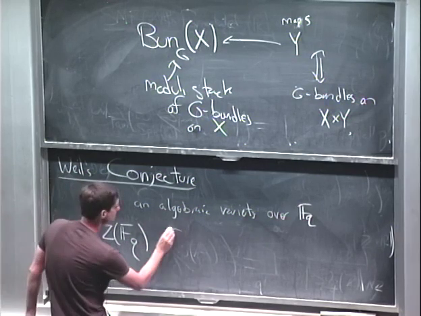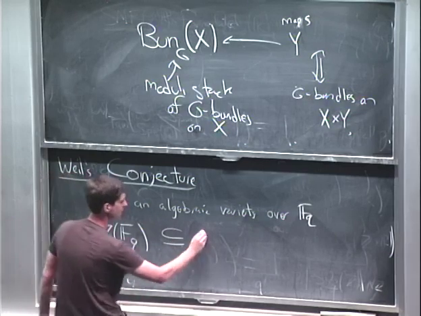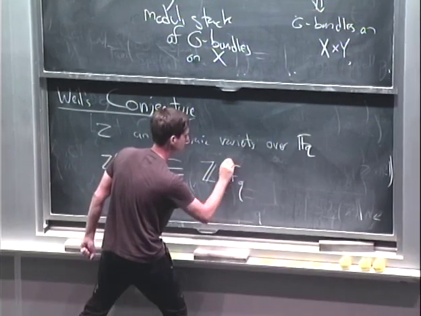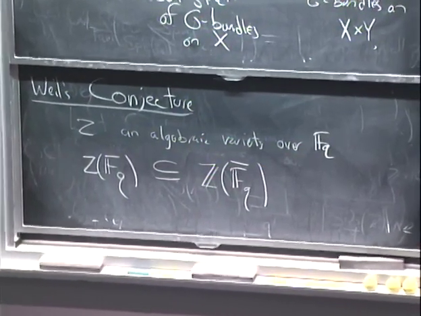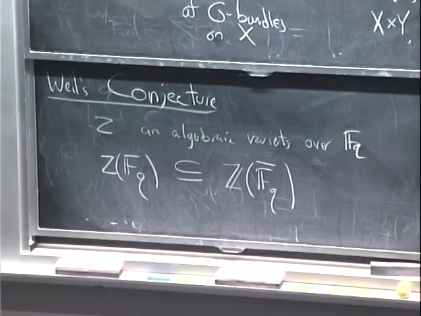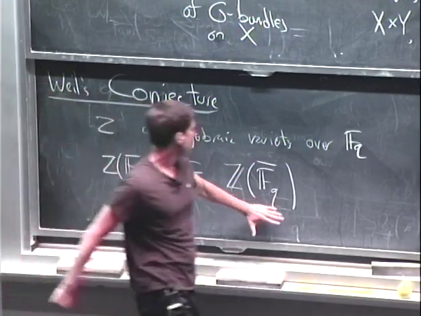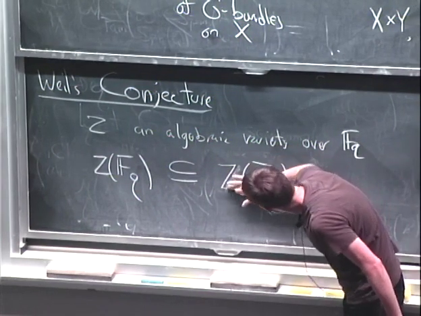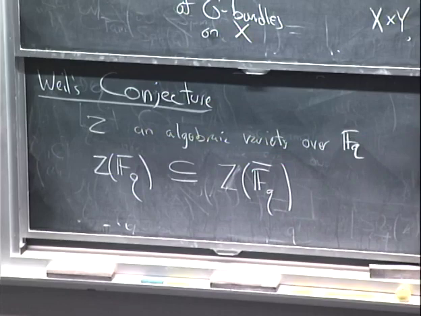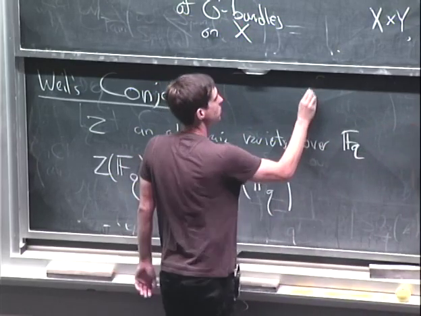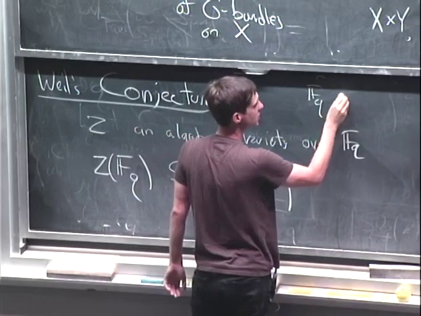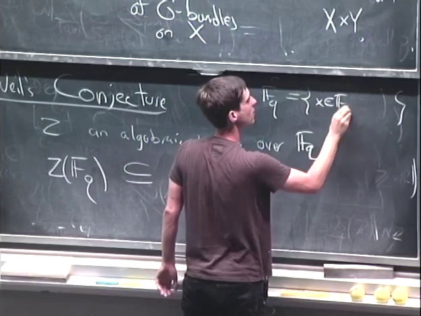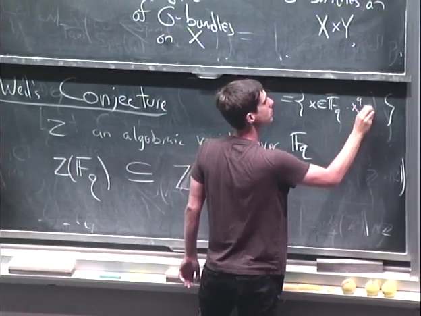Well, the idea is, let's embed this in a much larger set. Let's embed this in Z(F_q bar), where F_q bar is an algebraic closure of F_q. So this is now probably an infinite set, but it's an infinite set that has a lot of structure. This is an algebraic variety over F_q bar. So if you wanted to describe F_q as sitting inside F_q bar, you could describe it as the set of elements in F_q bar such that x to the q is equal to x.